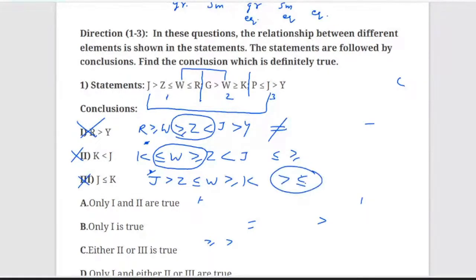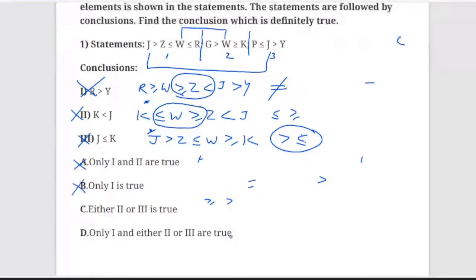So what is the correct answer? If you look at the options, only 1 and 2 are true, wrong. Only 1 is true, no. Only one is not true in any case. Now, in that case, only option number C is left. Now, what is option number C? What is either or case? We'll see this now.